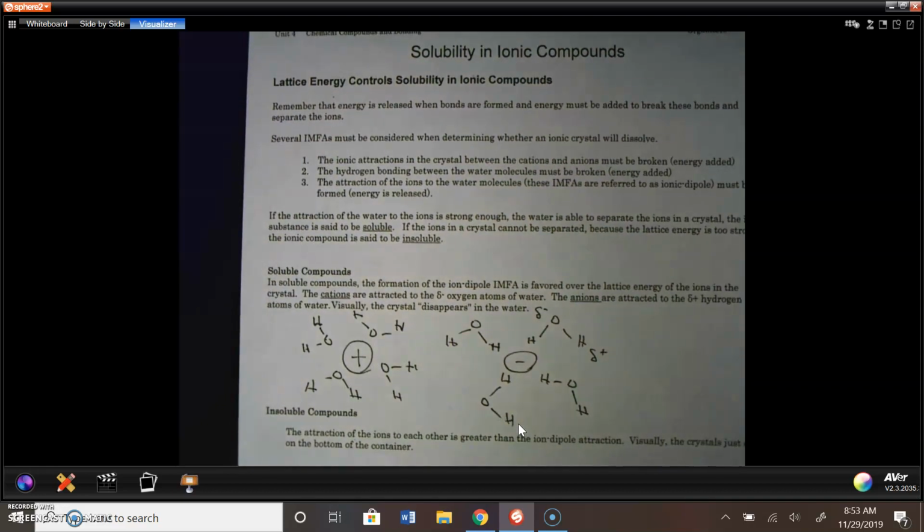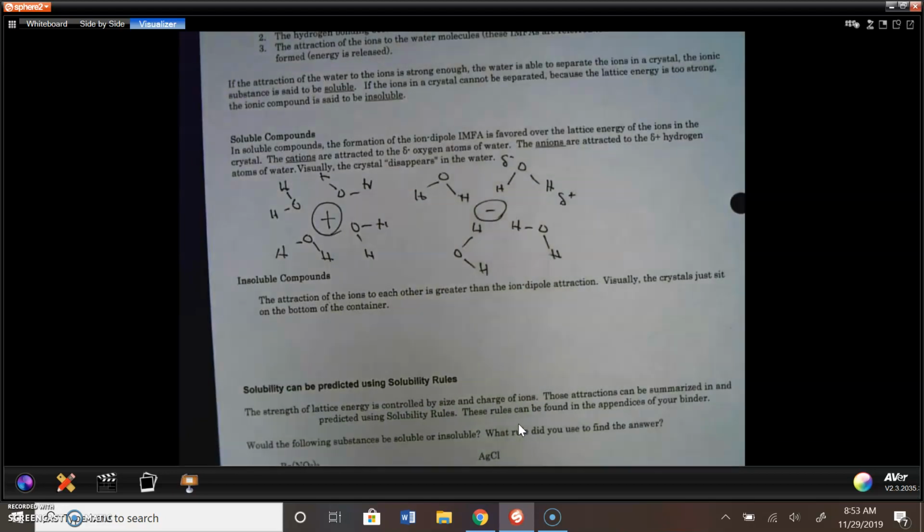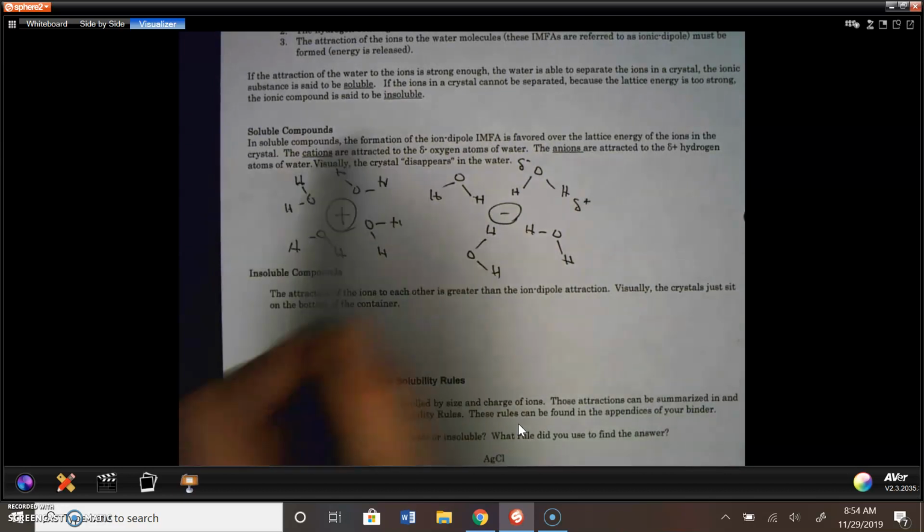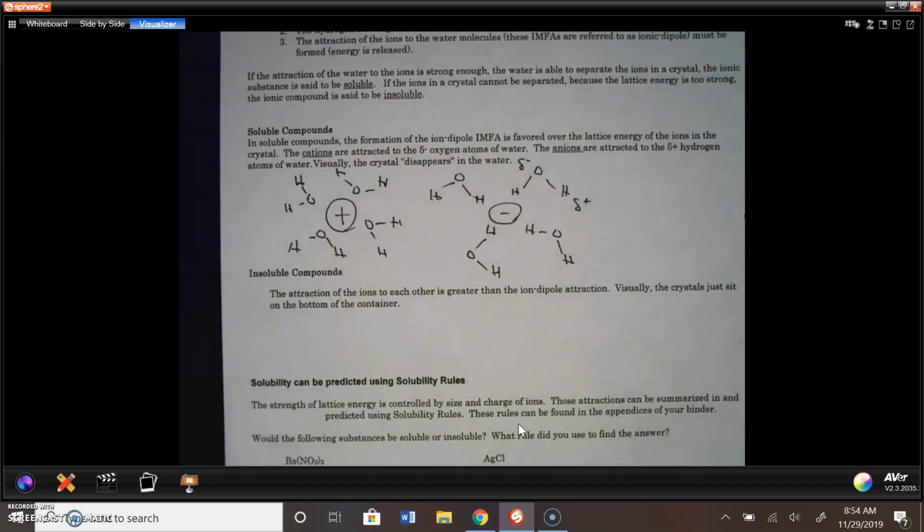However, if the ionic substance is insoluble, so we've seen that a couple times, you saw magnesium oxide didn't dissolve in water, because the attractions for the ions to each other are stronger than the attractions of the ions to the water. So what's going to happen? You're going to see nothing change. The crystal will just sit on the bottom of the beaker. Here, as the salt dissolved, you see the solution pretty much go clear because all of the ions have dissipated into the water.